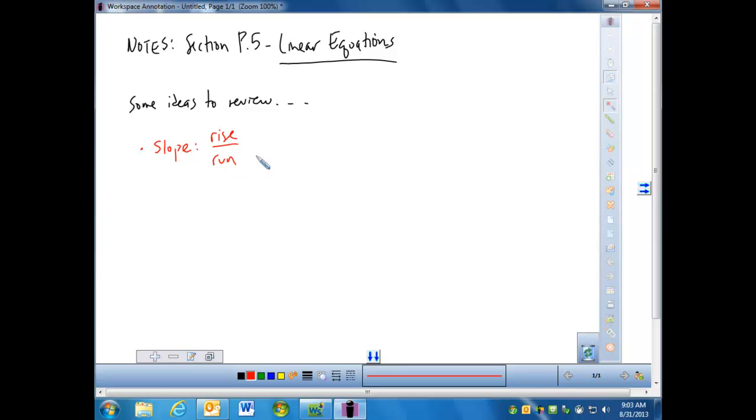We know there's lots of different ways to write slope. Rise over run. It's the change in our y values divided by the change in our x values. You know, the difference in vertical divided by the difference in horizontal. We know it's the m in our y equals mx plus b. All right, that's our slope.